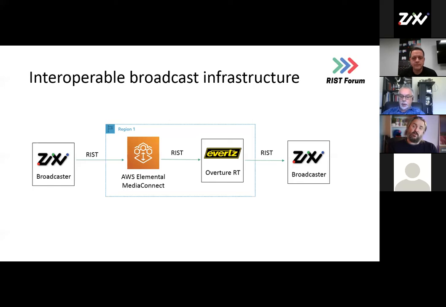And so that's such a cornerstone of the product that I just wanted to make sure right out of the gate that we highlighted that. And so here we're just showing a really simple contribution into public cloud, into a playout engine, and then being redelivered back to on-prem. So super simple, but just again, multiple vendors in play there.